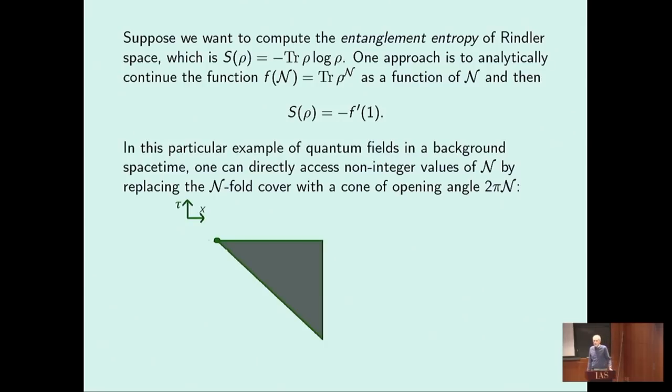Now, in the particular example I've been describing of quantum fields in a background spacetime, we can, in fact, directly compute this function for every positive n, not necessarily an integer. The reason is that the n-fold cover of the plane can be viewed as a cone with a cone angle of 2 pi n. And a cone makes sense for any angle. So, for example, if you want a cone with an angle of roughly 2 pi over 8, which is what I've drawn, this is an angle of roughly 1/8 of 2 pi. Well, we just make that angle in the plane, and then we glue the top to the bottom and make a cone of that angle. And a path integral on a space with that cone angle, formally at least, would give us a way to compute trace of rho to approximately 1/8 with the way I drew the cone.